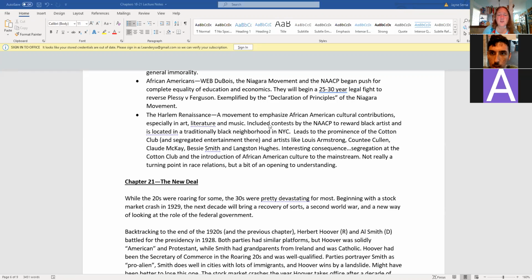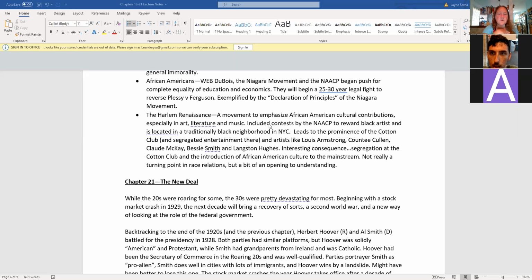So this is a movement in the 1920s to emphasize African American cultural contributions, especially in art, literature, and music. And the contests were monetary awards to writers and artists and musicians in the area who were willing to enter the contest. And this leads to the prominence of musicians and artists like Countee Cullen, Louis Armstrong, Claude McKay, Bessie Smith, who for a while is the highest paid singer in the United States, not African American singer, but singer.